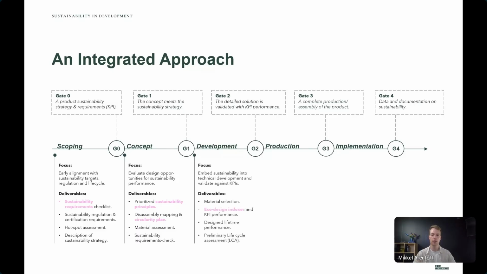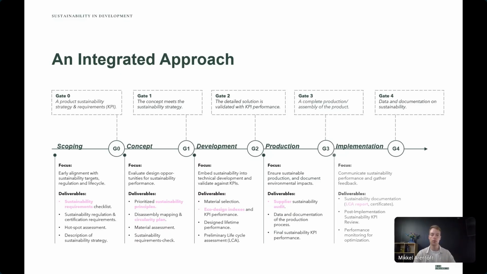Once the concept reaches the development phase, it is detailed enough so that the decisions such as material selection, lifetime, and design for circularity can be informed by eco-design indexes or preliminary lifecycle assessments. This ensures that by the end of the development phase, you have a validated solution. For the production phase, include measurement points to track the performance and be mindful of the sustainability performance when choosing suppliers. Once the product is being implemented, finish the LCA reporting and continue monitoring the environmental performance of your product.